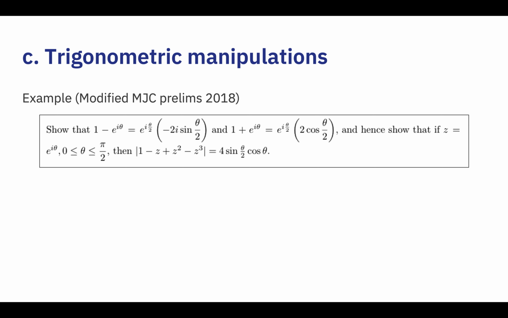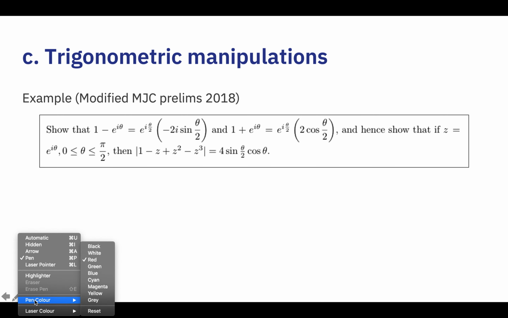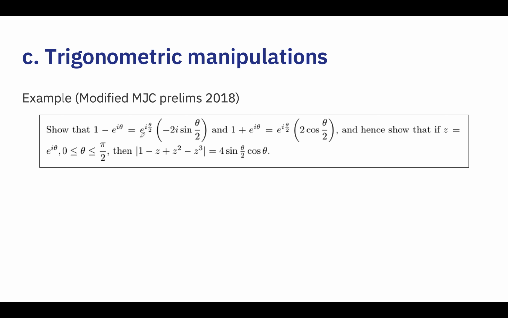Alright, so we're going to be starting with the first part of the question first. It asks us to show that 1 minus e to the i theta is equal to this expression shown over here. And as you can see, this expression has an e to the i theta over 2 term factored out. So we're going to try and do that. Alright, if we factor this out, we'll be left with e to the i minus theta over 2, minus e to the i theta over 2.